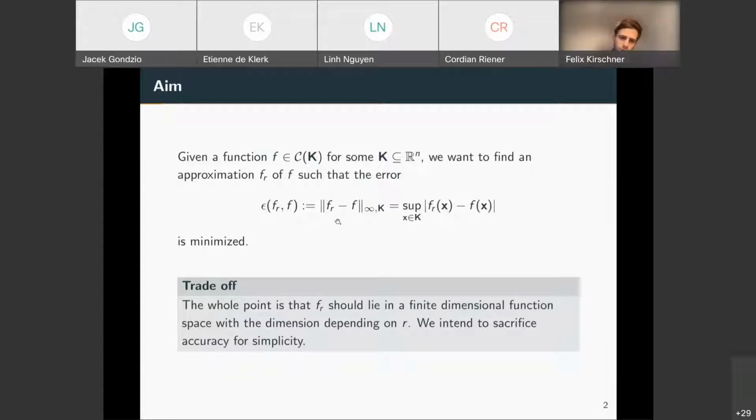So the whole point is basically that we want to have a simple function f_r, and that simply means that we will want to construct a linear combination of functions which lie in a finite dimensional function space, and the dimension will depend on r. So if we restrict ourselves in the dimension that we're allowed to use, we sacrifice accuracy, but what we gain is something that is more simple, in a way that it's, for example, easier to compute or easier to use when you're trying to actually compute a lot of stuff with these functions that you're trying to approximate. So this will be our aim.